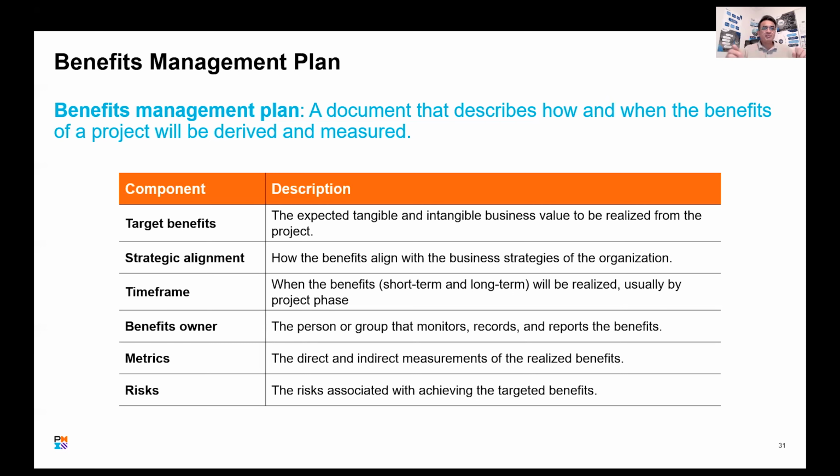And benefit owner metrics: how you're going to measure that benefit. That's the game. And what are the risks associated with achieving your targeted benefits? If you have identified the risk, how are you going to find a response plan that is effective in minimizing the impact of the risks? These are the main components of the benefit management plan. There could be more, but these are the key ones that you need to track.